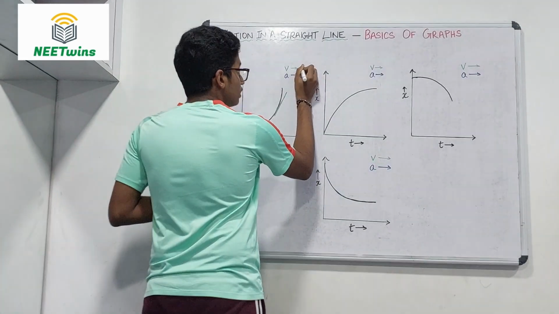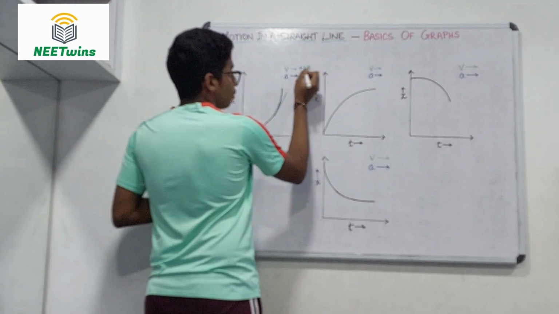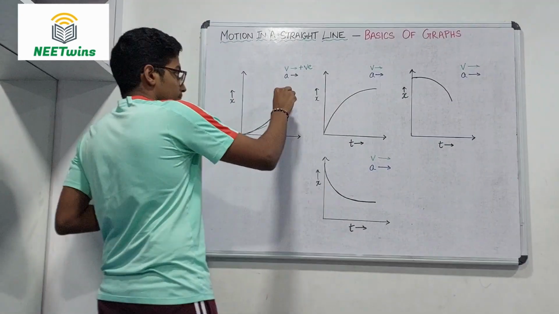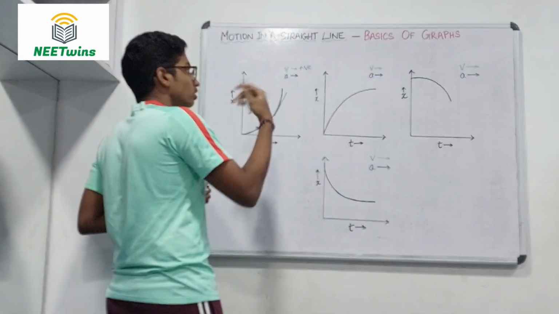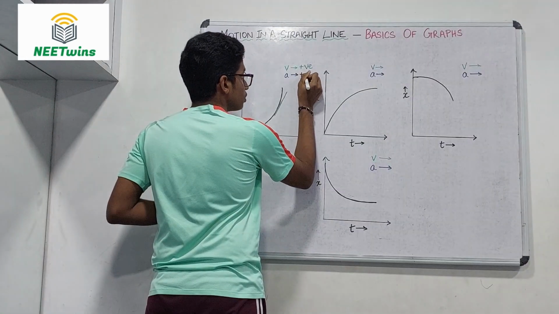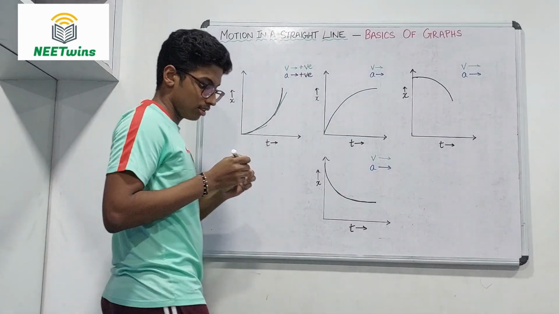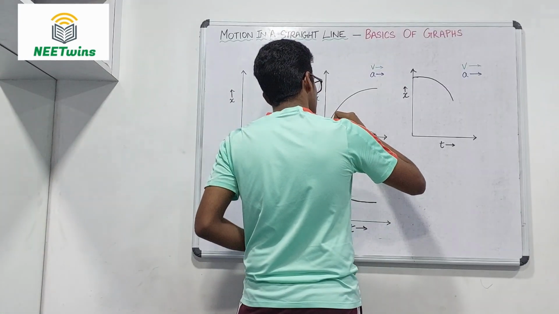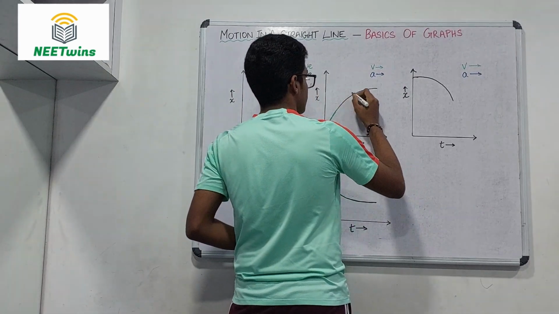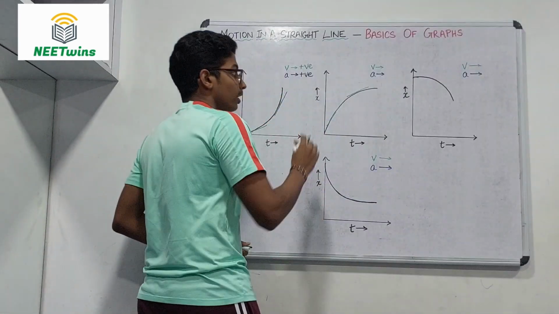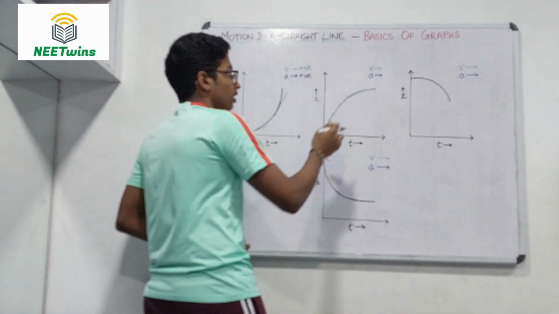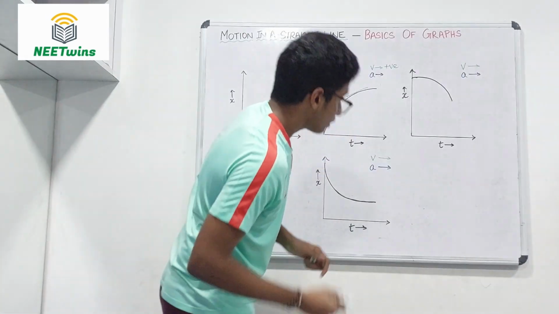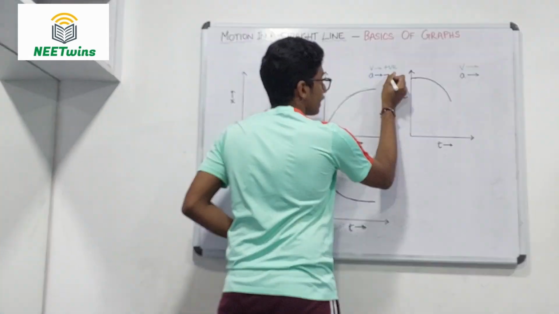That means the velocity in this case is positive. But what about the acceleration? Since the slope is increasing, it means the velocity is increasing, and velocity increasing means acceleration also is positive. In the second graph, if you draw the slopes, initially the slope is greater and then it becomes lesser. But in both cases the slope is positive. So velocity is positive in this case, but acceleration, since the velocity is decreasing, is negative.